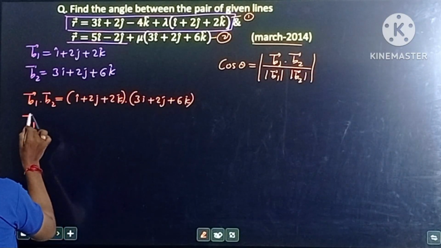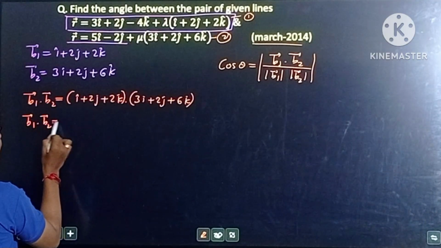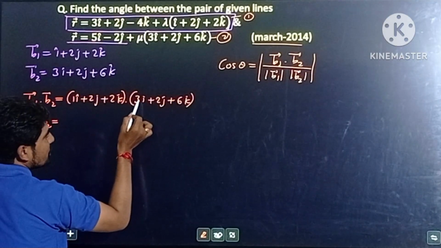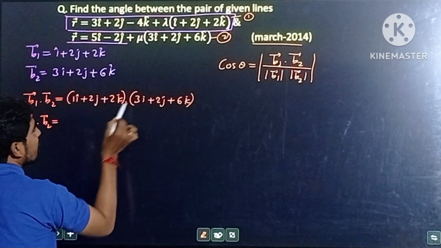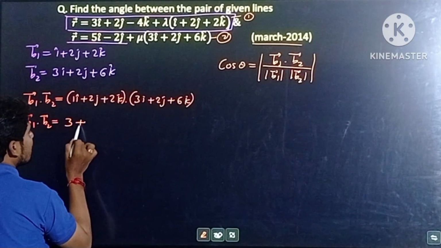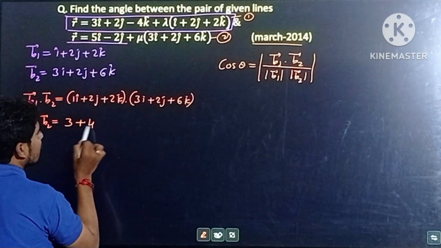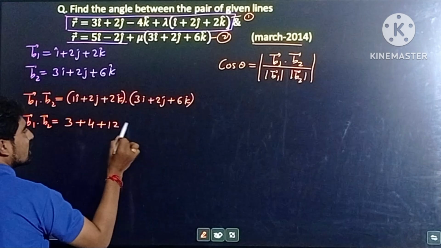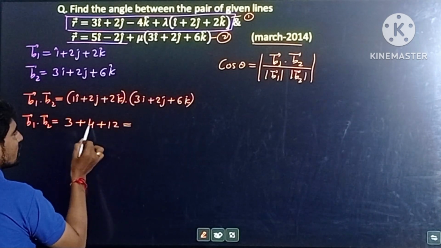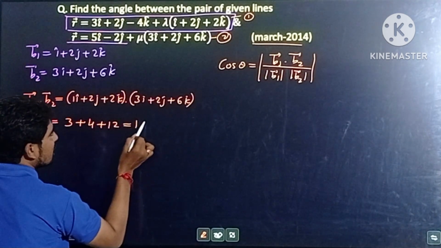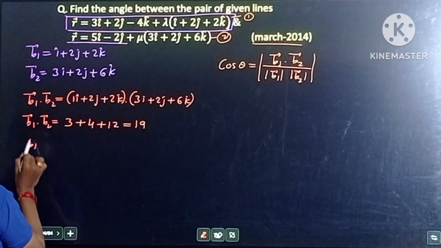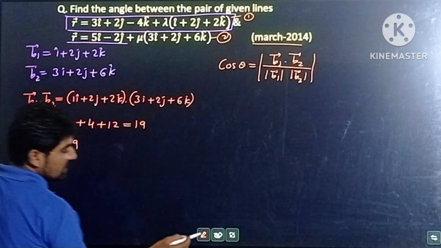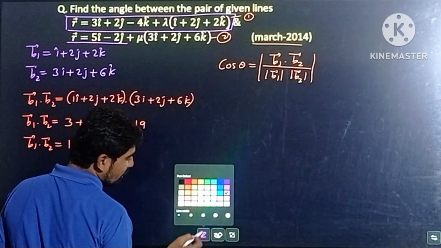Therefore, b1 vector dot b2 vector equals: in the first vector the coefficient of i is 1, in the second vector the coefficient of i is 3, therefore 1 into 3 is 3. Similarly, plus 2 into 2 is 4, and 2 into 6 is 12. Therefore, b1 vector dot b2 vector equals 12 plus 4 is 16, 16 plus 3 is 19. So finally, b1 vector dot b2 vector equals 19. And then we need the magnitude of b1 vector.